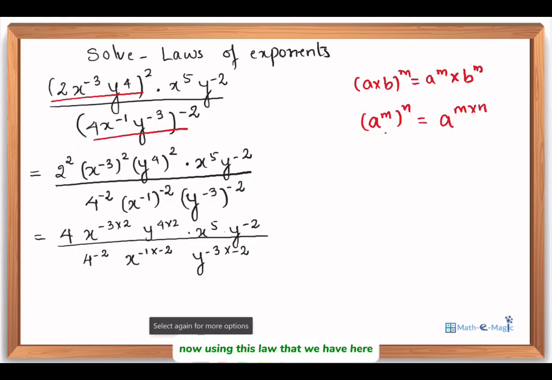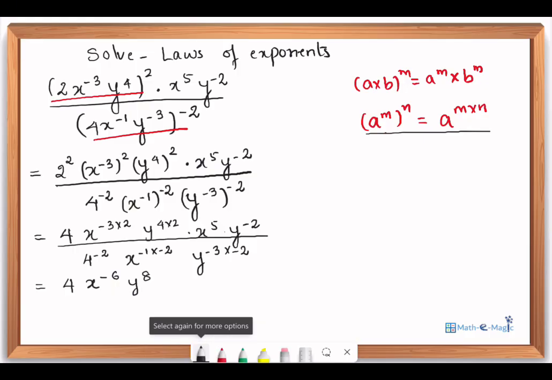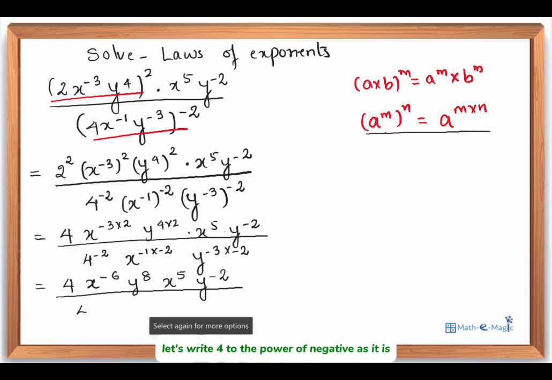Now using this law that we have here, we will multiply and write the answer for the numerator. So it is going to be x to the power of negative 6, y to the power of 8. We once again write down as it is x to the power of 5 and y to the power of negative 2, and then we write the denominator. Let's write 4 to the power of negative 2 as it is. Let's solve x and y. So it will be x to the power of 2, y to the power of 6.